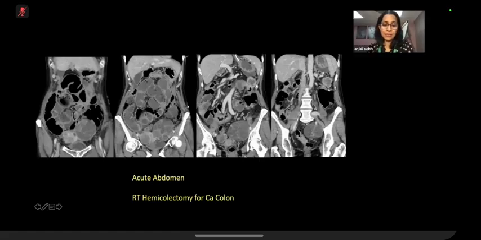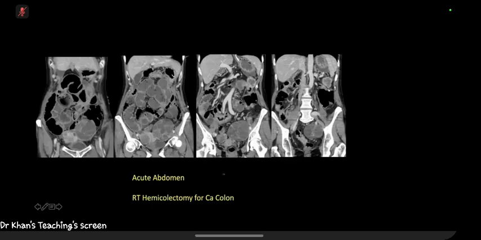patient has history of CA colon for which right hemicolectomy was done. Now presents with acute abdomen. So I've given you serial coronal sequence portal venous phase. Okay, so I can see multiple dilated small bowel loops, as well as descending colon. This is in keeping with mostly intestinal obstruction.